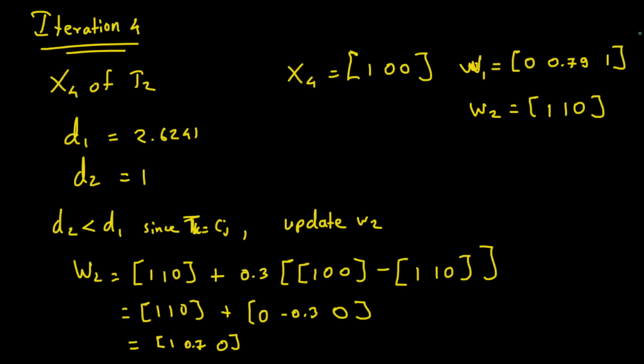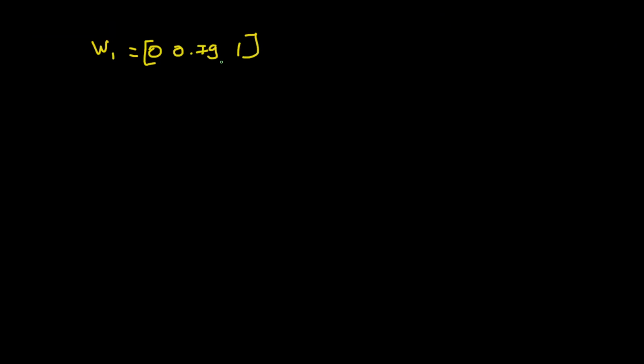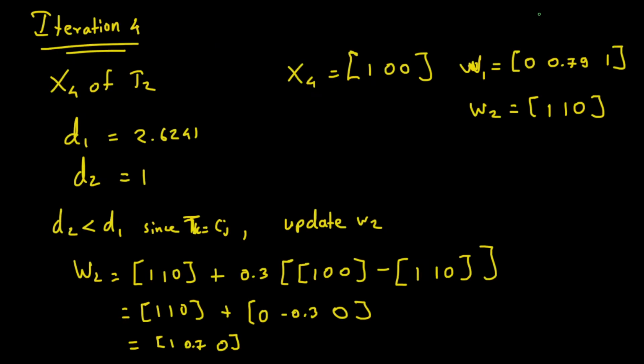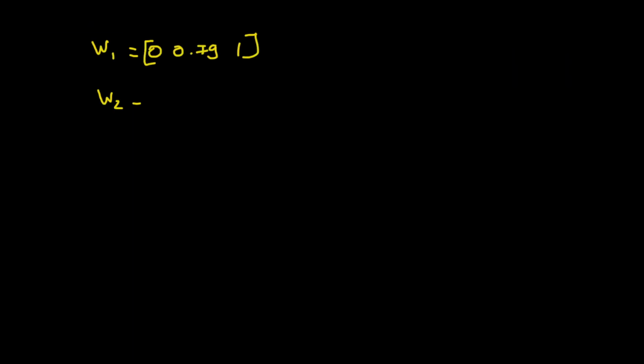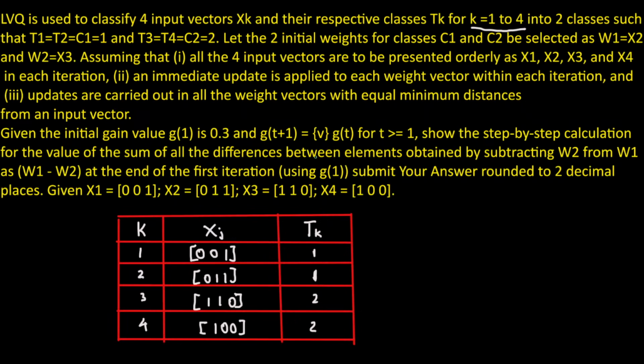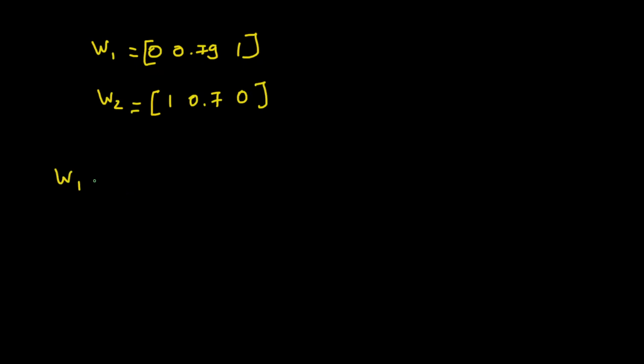W1 is 0.791, and W2 is this one, 1, 0.70, 0. And at the end, according to the question, we have to calculate w1 minus w2.